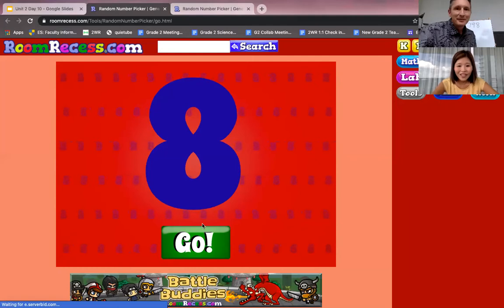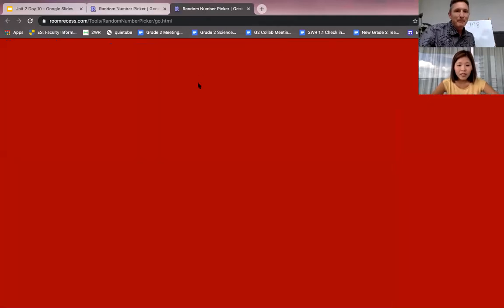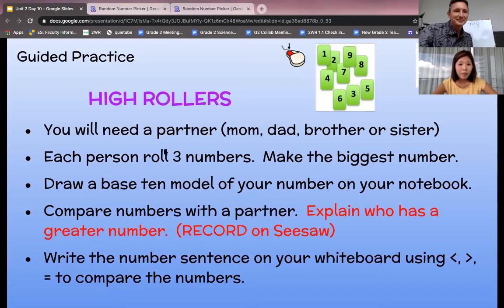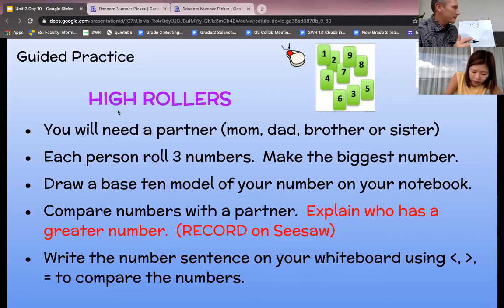All right, so guess what? We're going to just take some time right now. We're not going to show your work. We are going to build the biggest number, and we're going to model using base 10, okay? So off you go, Mr. Regan. Don't show me your work.